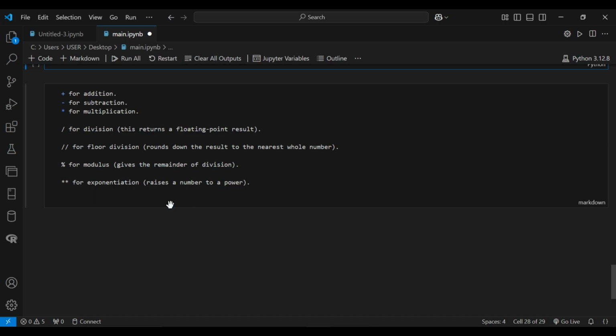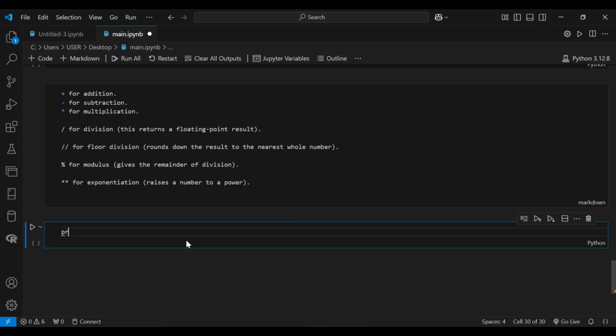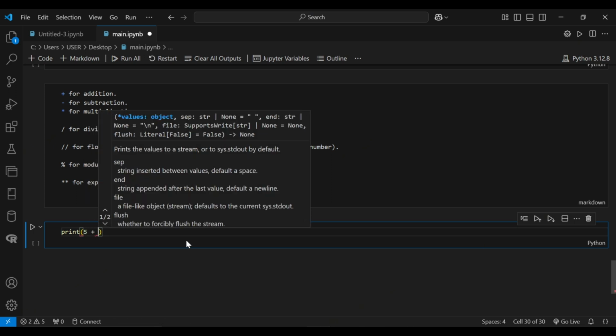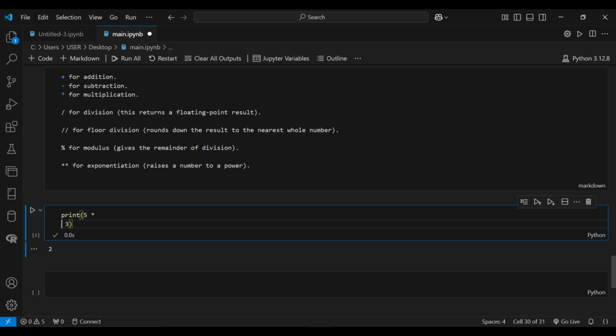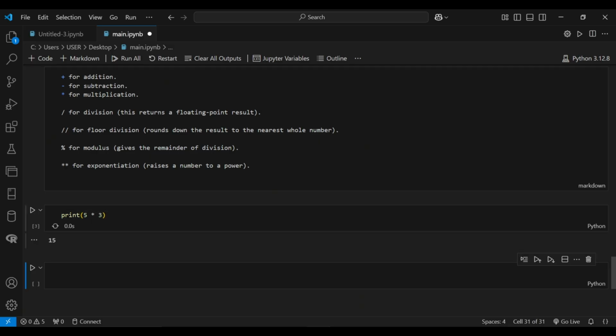So let's see a detailed example. Let's apply the basic arithmetic operators to two numbers, which would be 5 and 3. First I want to say print, and I'll say 5 plus 3. That will give me 8. That's for addition. If we're doing subtraction, not to waste our time, let's just change this to minus. It gives me 2. All right, let's do multiplication. That's 5 times 3. That will give us 15, which is correct.